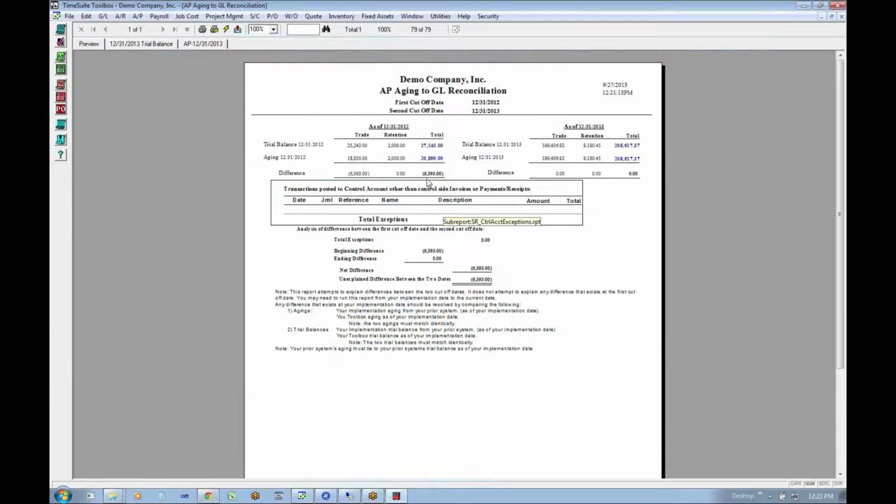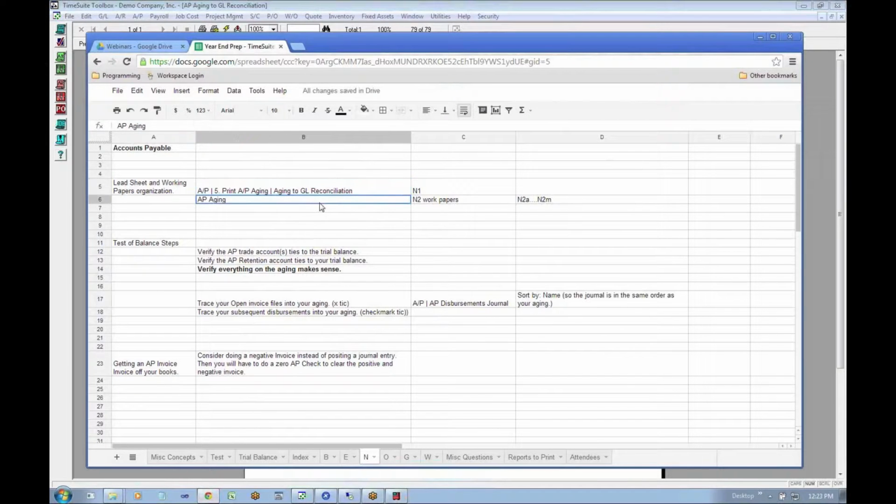Also, if there are any differences between here and here, it's supposed to itemize that for you, and it typically does. And if it doesn't, you can do a support call and we'll figure out why.